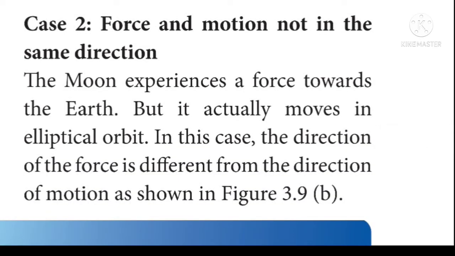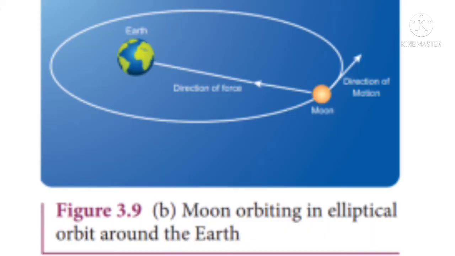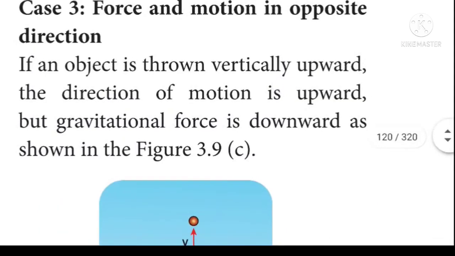Next, come to case 2. Force and motion are not in the same direction. In order to understand this, let us imagine the motion of the moon around the earth. We know that the moon is rotating around the earth in an elliptical orbit. So when the moon moves around the earth, it will experience a force towards the earth. But it actually moves in an elliptical orbit. So in this case, the direction of force is said to be different from the direction of the motion of the moon.